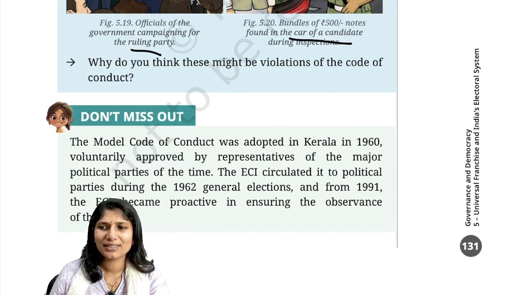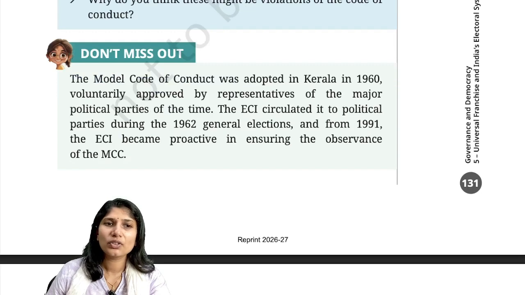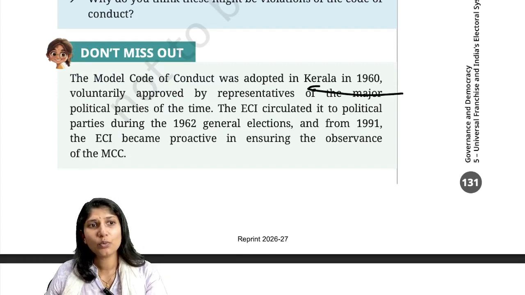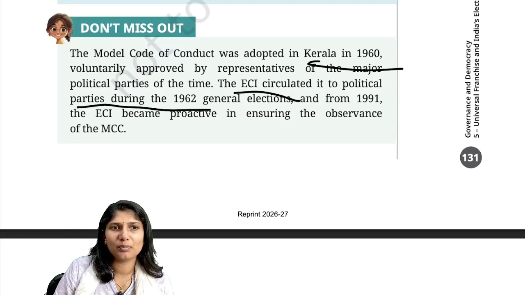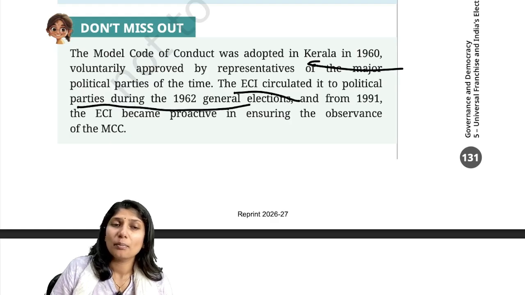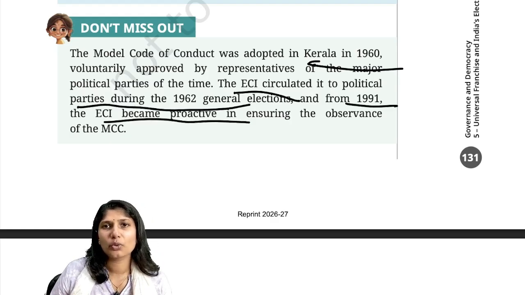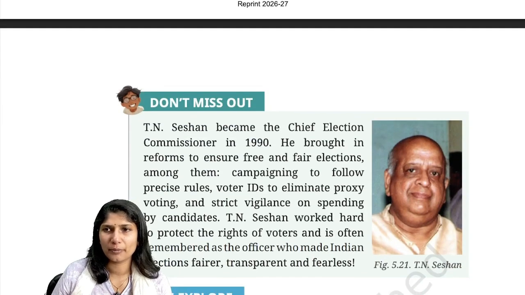Now, where or when exactly did this model code of conduct start? It was first adopted in Kerala in 1960. Back then, all the representatives voluntarily agreed to this. Looking at this, the Election Commission of India circulated it to all the political parties in the 1962 general elections. But from 1991, the Election Commission of India became extremely proactive to make sure that the model code of conduct is followed.